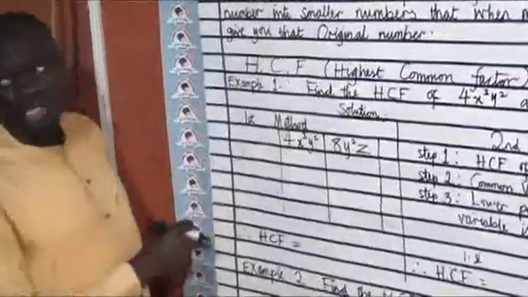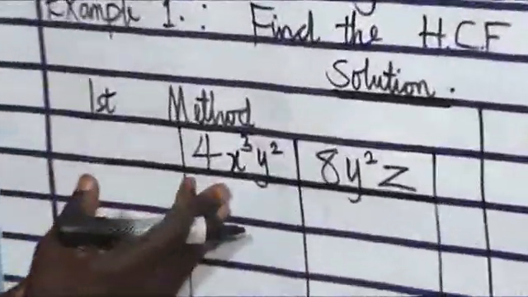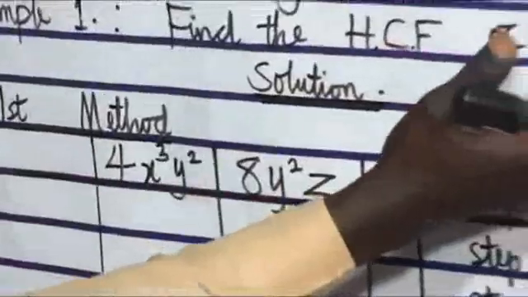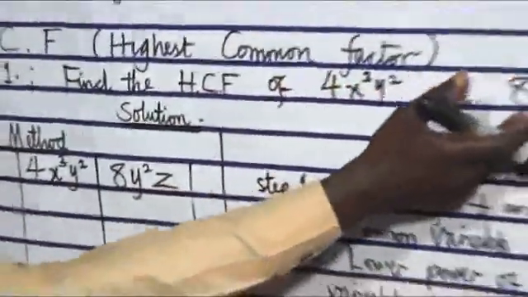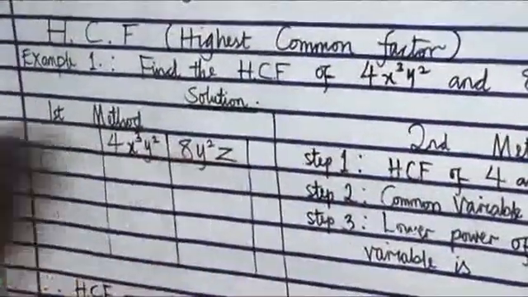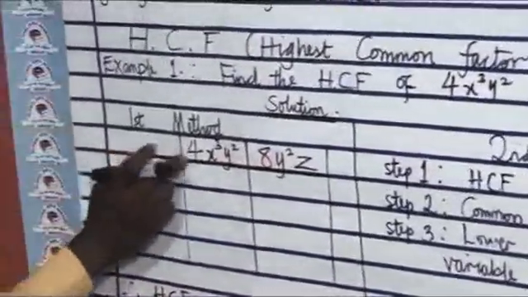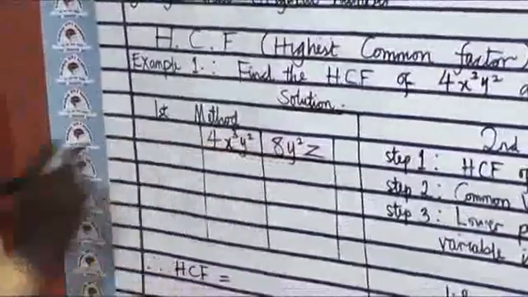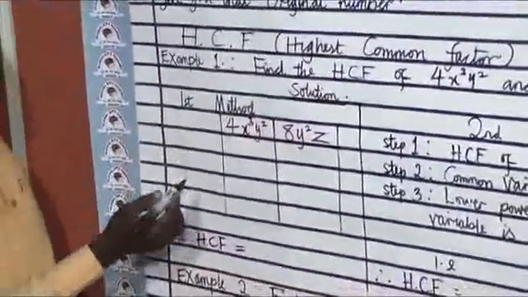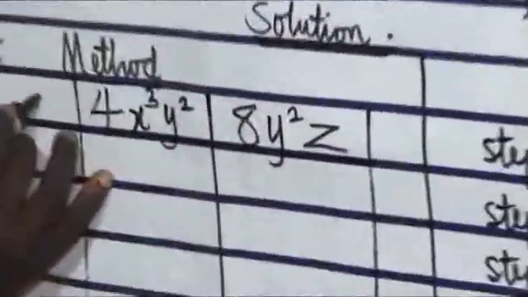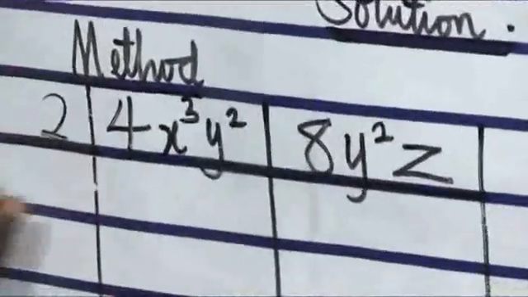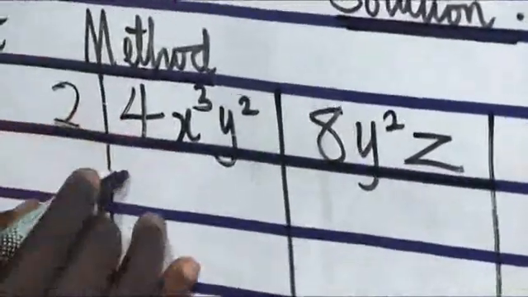For the first method, put your terms here, 4x cubed y squared and 8y squared z, arranged like this. The first thing to do is check what number can divide 4 and 8, which is 2. When you put 2 there, 2 in 4 is 2.